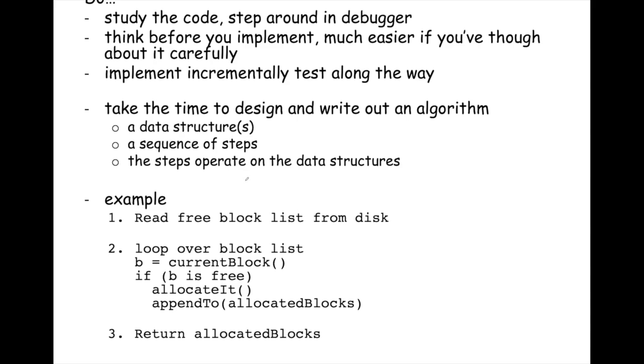So it's really, really important to take the time to design. Do not just jump in and start hacking away. So an example of this, let's say you said step one, read free block list from disk, bring it into memory. Loop over the block list. B is equal to the current block. If B is free, allocate it. And then append it to a list of allocated blocks. And then return the allocated blocks.